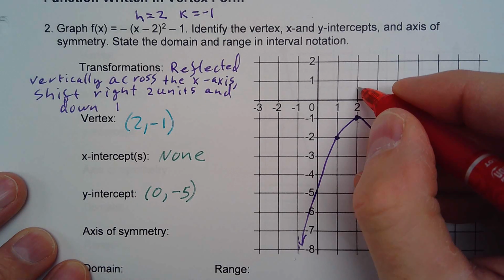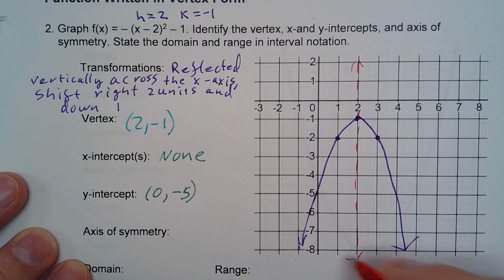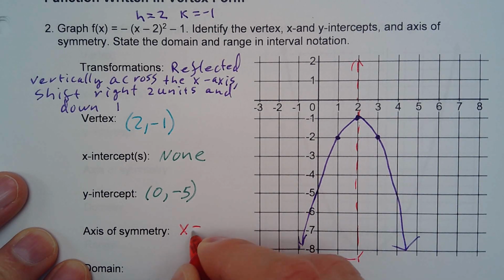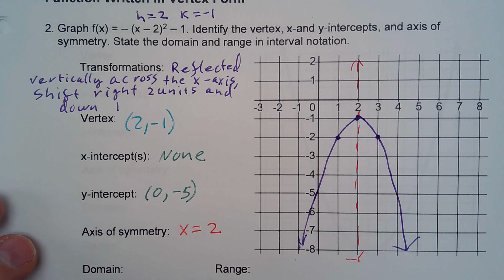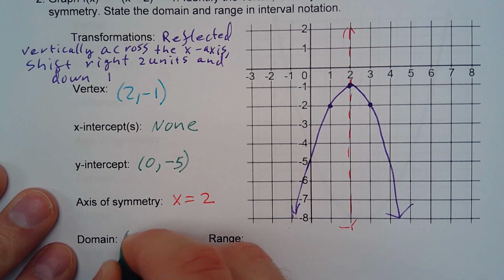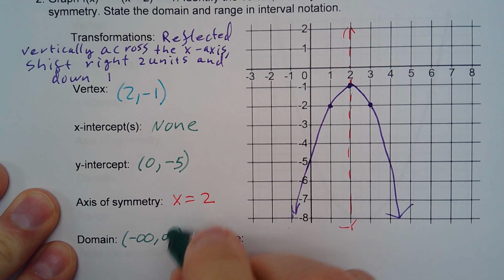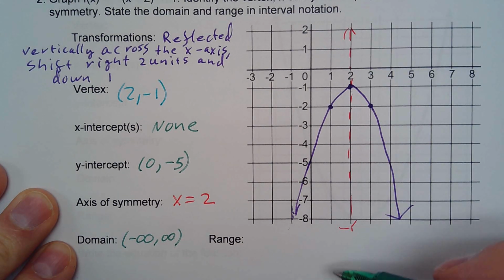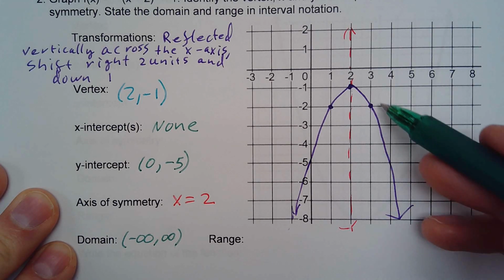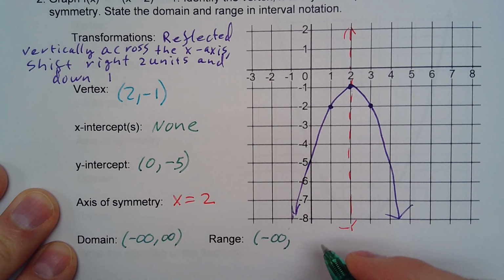My axis of symmetry, x equals h, so h is 2, so it's going to be x equals 2. The domain here is going to be all real numbers. For my range, though, this goes on forever to negative infinity, so it's from negative infinity to negative 1. Remember, always write from smallest to largest, bottom to top.